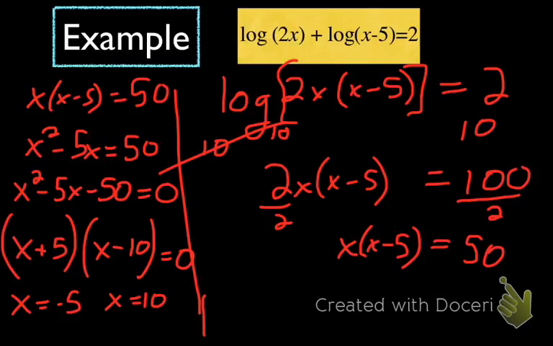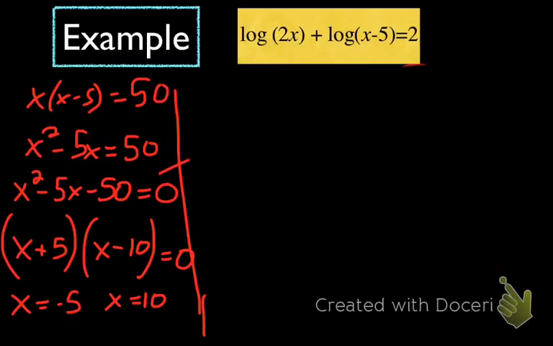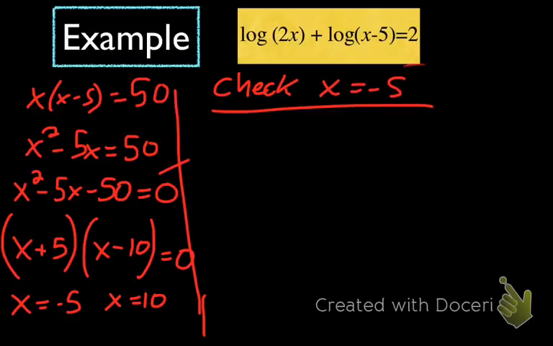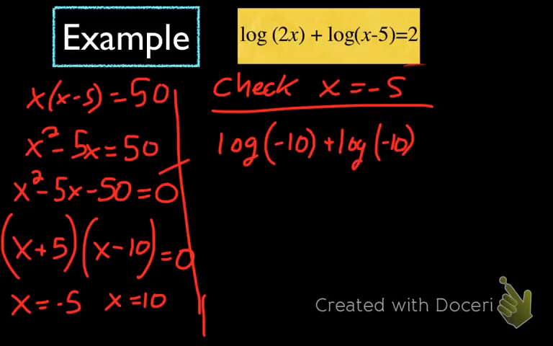If I plug in 10, I get 0. 10 minus 10 is 0. And if I plug in negative 5, I get 0 also. Here, let's check x equals negative 5 first. So check x equals negative 5. All right, here we go. Log of, that's going to be negative 10, plus log of, I think that's negative 10 also, right, equals 2.